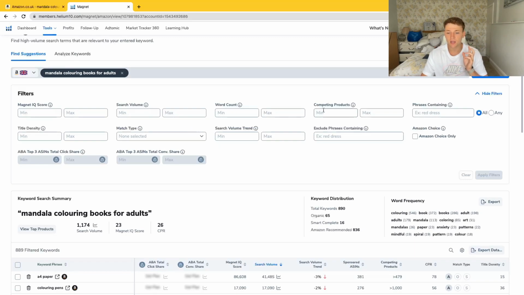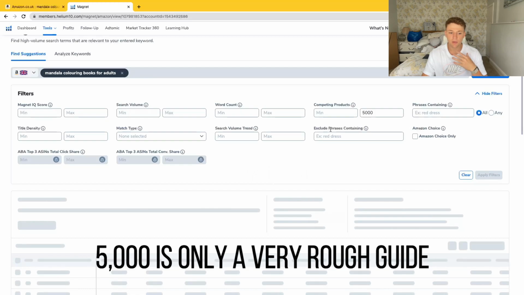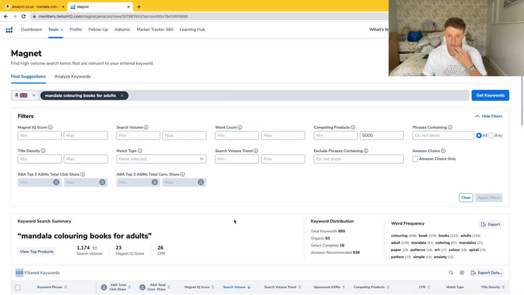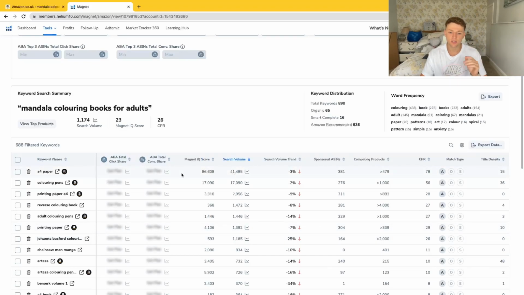So generally speaking, you can use this competing products number here. And I would generally go for nothing more than 5,000 competing products for a keyword. Just press apply filter here. And you see we've filtered down quite a few keywords. So you can look in this competing product section now. None of these are going to be more than 5,000. So we know we've got rid of all of the keywords that are just going to be way too competitive and that we're not actually interested in anyway. And then we're still searching for search volume.